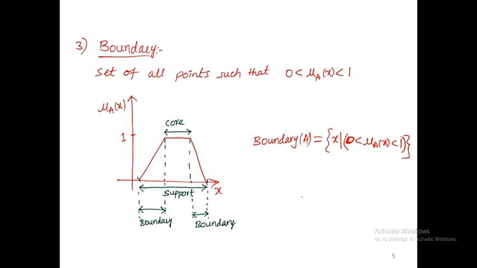What is the difference between boundary and support? Support means mu of x is greater than 0 only, which includes 1 also. But boundary means between 0 and 1, so the core region is not included in the boundary. For support, it includes the boundary and the core. Support is nothing but boundary plus core. Boundary is nothing but the portion less than 1 and greater than 0. So if you see the figure properly with the definitions, you can understand what is support, what is core, what is boundary. So these are the various features of the membership functions. Thank you all.